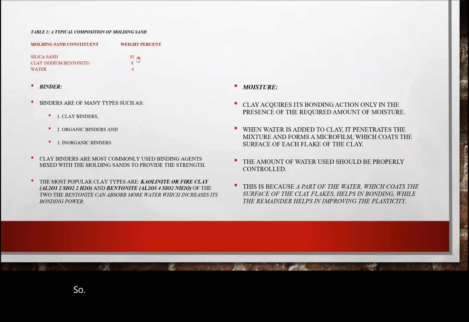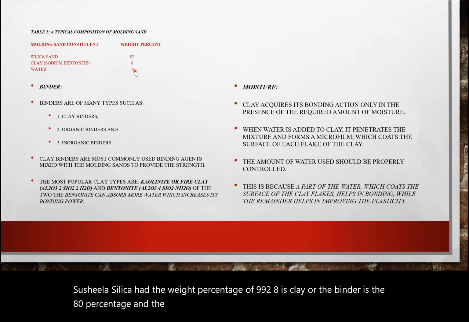Silica sand is 92 weight percentage. Clay, the binder, is 8%, and the water, as moisture, is 4%. This is the total composition of a green sand mold.